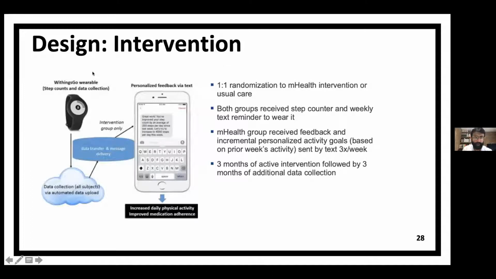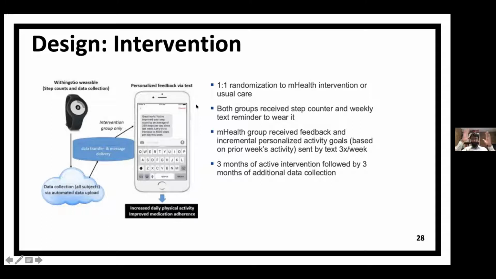Individuals were randomized 1-to-1 to receiving a Withings Go. Withings Go is a wearable device that can track your physical activity. The data was abstracted from the Withings device and sent to a cloud. This was then transferred to the intervention group as various nudges. For example, here we said, oh, great work. You've improved your average step count by 250 steps. Let's try to increase to 4,000 steps per day next week.